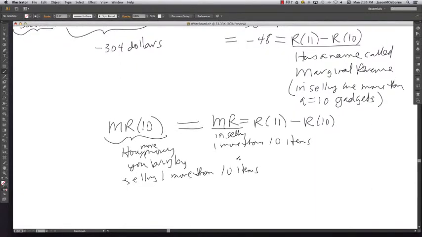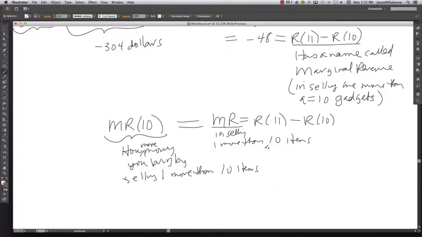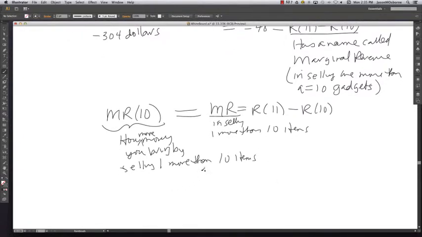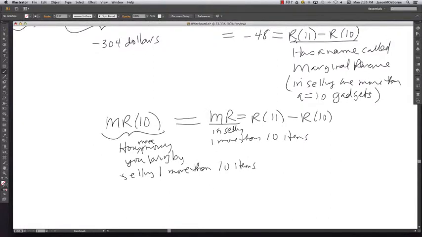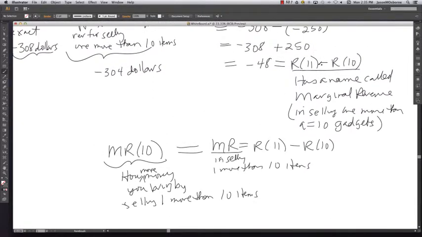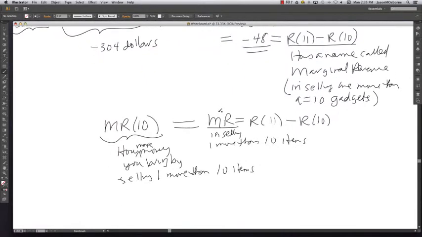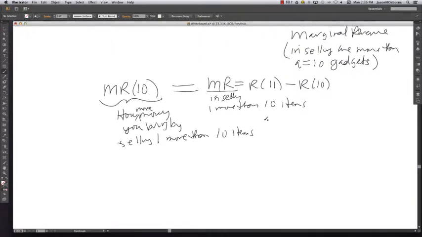So it turns out in this case that you don't actually bring in more money, you actually lose money. In this example, the marginal revenue in selling one more item is minus $48. So you lost money by selling one more item, because presumably you had to build these items and they cost you more money. So this is the marginal revenue concept. It is a difference in two revenues.